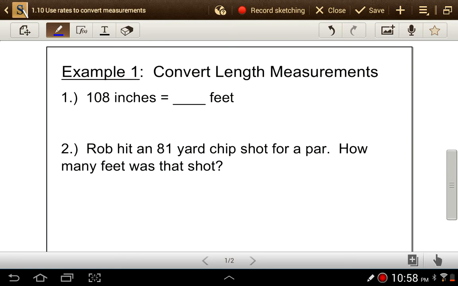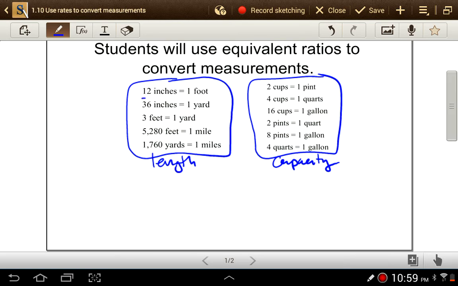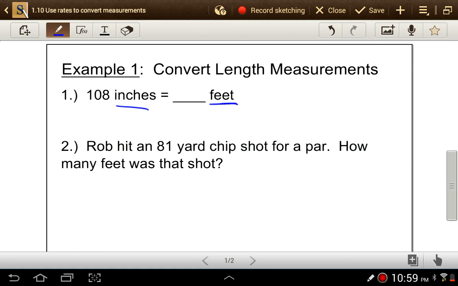Okay, here in our first example, we want to convert 108 inches to feet, so I'm going from inches to feet. If I look at my reference sheet, I'm going to find out that I'm going to use this one, that 12 inches equals 1 foot. So that's what I would look for. I look for the one that has the 2 units that I want. So I'm going to write 12 inches is equal to 1 foot. I'm going to write that as a ratio, 12 inches to 1 foot.